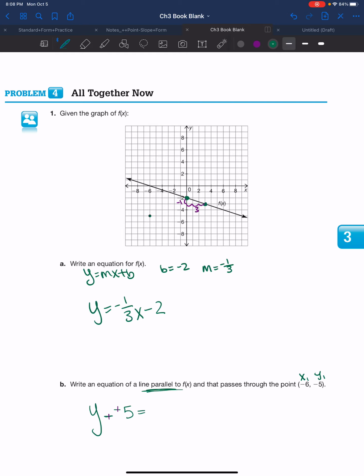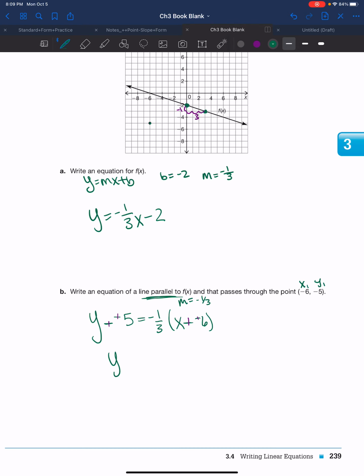Since it's parallel, the slope is the same for this equation also. So it's -1/3. And then in parentheses, we would have x minus, because that's part of point slope form, -6. Close the parentheses and go ahead and add those plus signs back in. So to just make that look a little prettier, we have y plus 5 equals -1/3 parentheses x plus 6. So that's what that equation would look like in point slope form.